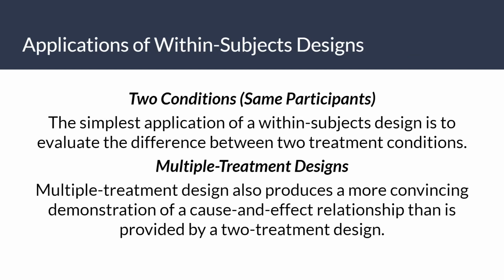So here are the applications, just like last time. A within subject design can be used in evaluating two conditions, but this time you have same participants. So that's the simplest type of a within subjects design. Also, you can make use of multiple treatment designs, or you can have three or more groups. And multiple treatment designs also produce a more convincing demonstration of cause and effect relationships compared to a two-group design. The problem is that it may be hard to get their commitment for a long period of time. That's why you need to weigh a lot of issues before choosing if you're going to make use of a between subjects or a within subjects design.